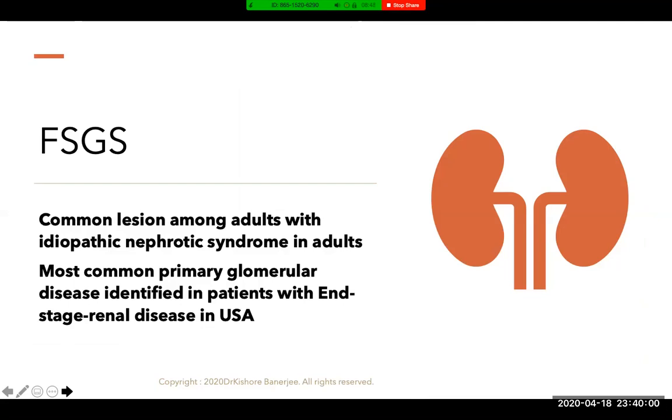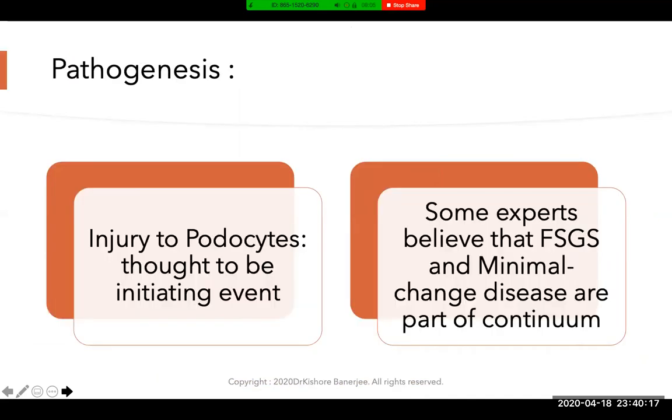Now, it's a very common lesion among adults presenting with idiopathic nephrotic syndrome. In countries where detailed studies have been done on this glomerular disorder, it has been found to be the most common primary glomerular disease among patients with end-stage renal disease, particularly in the US. As for pathogenesis, as I mentioned, injury to the podocytes, the visceral epithelial cells, is thought to be the initiating event. Some experts think FSGS is basically a severe form of minimal change disease, that they are in the same spectrum of disease and podocytopathy.